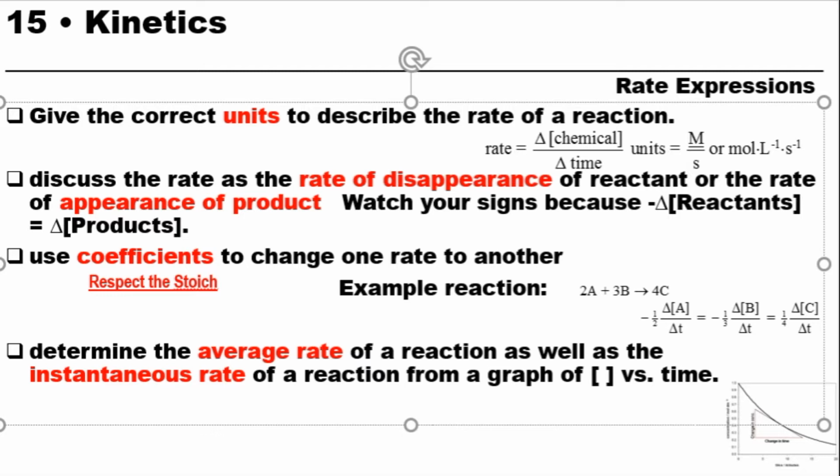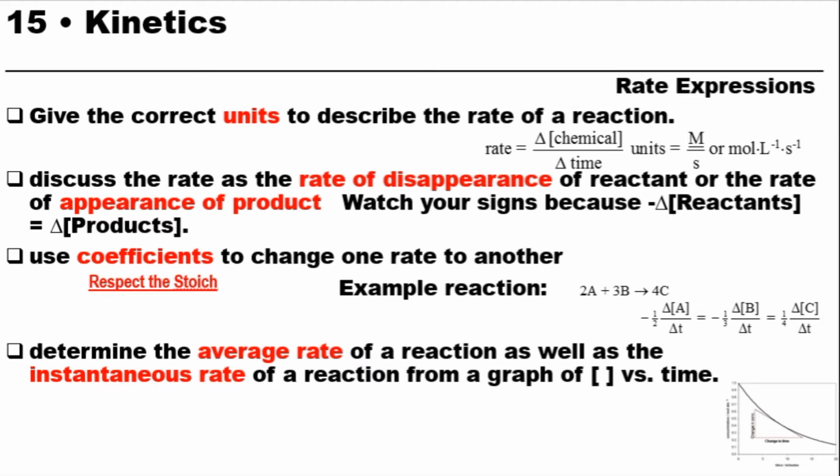The first objective is to give the correct units to describe the rate of reaction. Right? And so these units are very specific. You have to use very specific units for it. And it's always going to be the change in the concentration of the chemical over the change in time. And this is called the rate expression. So I'll go ahead and write that. This is called the rate expression.